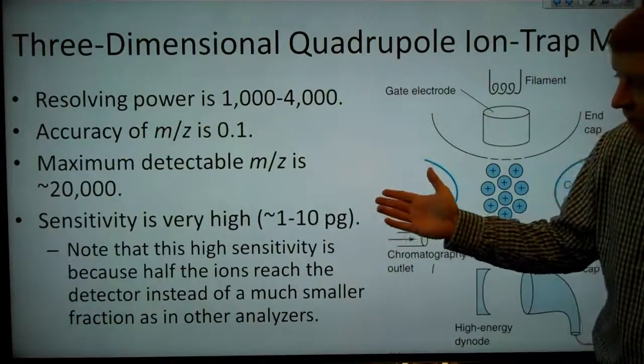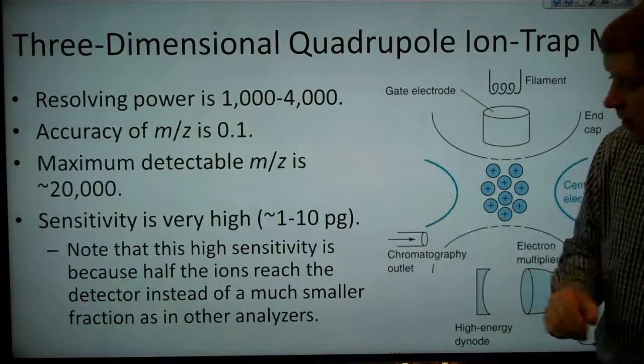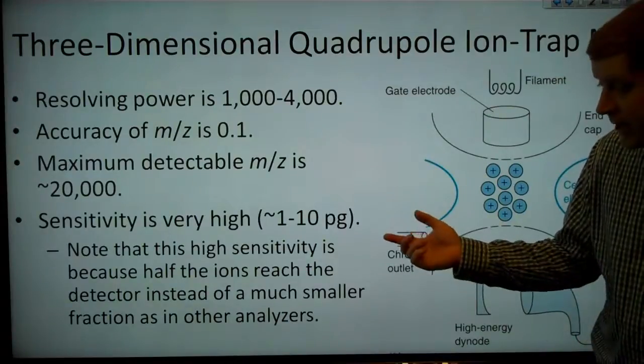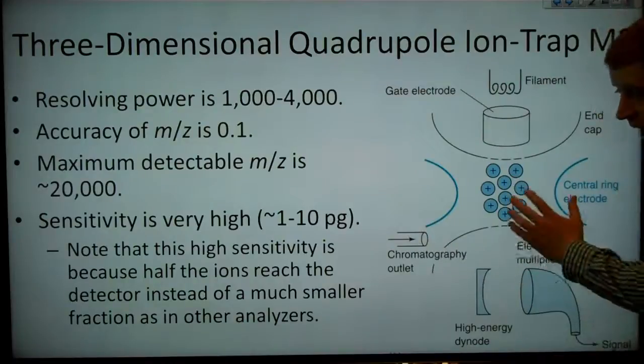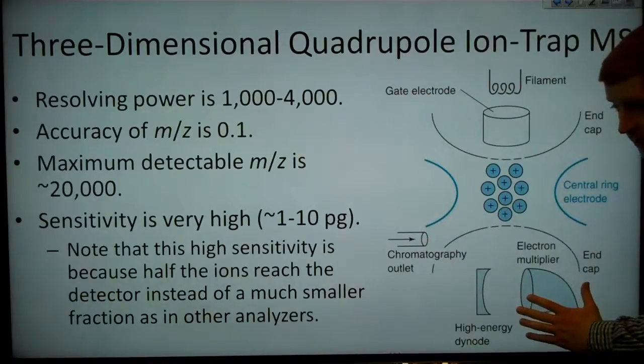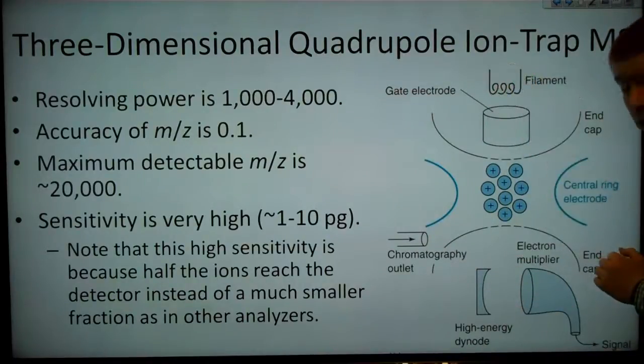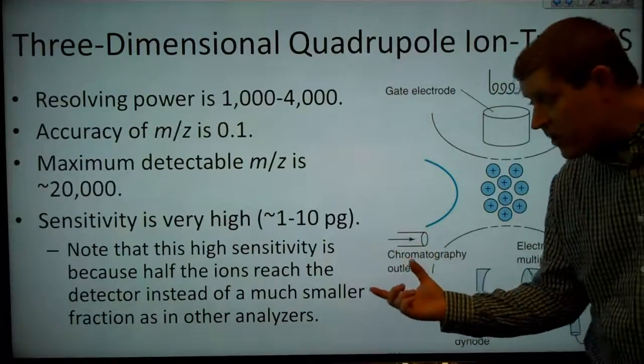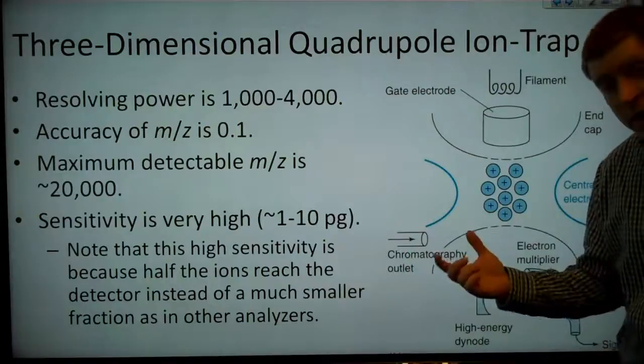and the maximum detectable mass to charge ratio is around 20,000. And note here that the sensitivity is also quite high. It's somewhere between 1 and 10 picograms. And this high sensitivity is coming about because half of our ions are reaching our detector, and then half are exiting through the top cap. And in most other mass spectrometers, there's a much smaller fraction that strike the detector.